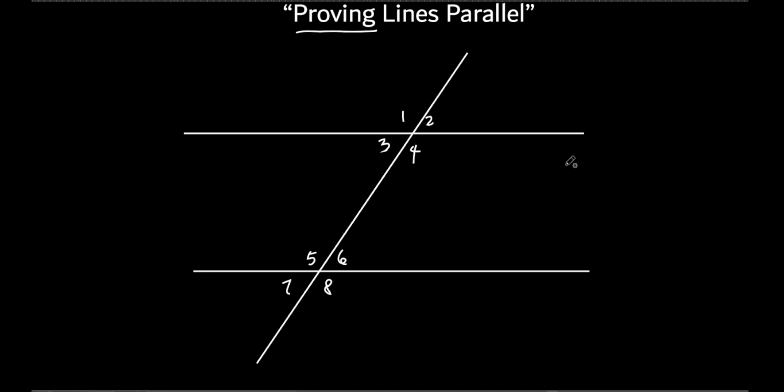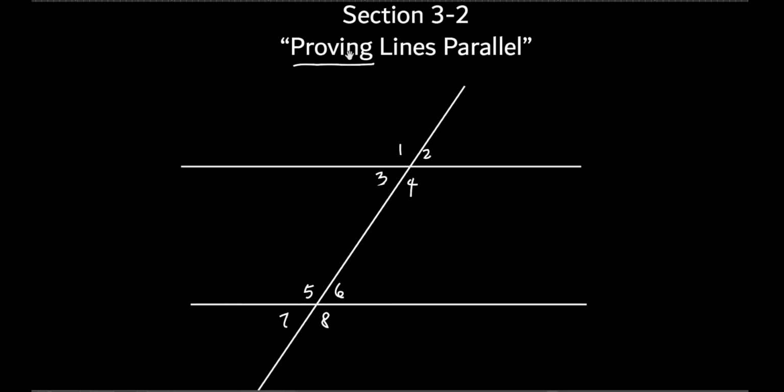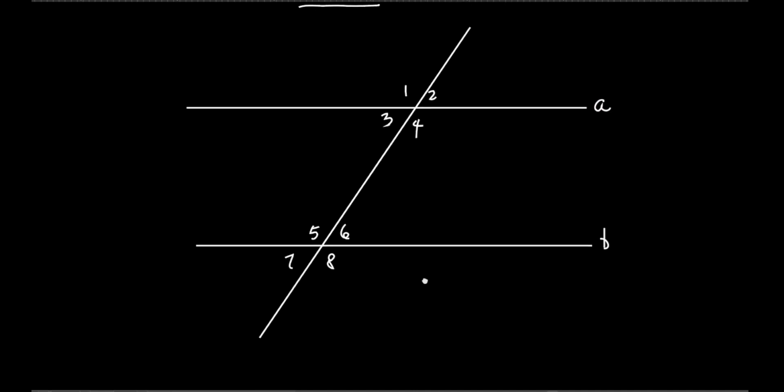Now look, we do not know that these 2 lines are parallel to each other. There's no arrows. That's right. So I don't know that they're parallel to each other. But here's what we're going to do. We are going to prove that these 2 lines actually are parallel to each other. Let's call this line A and line B. I could put arrows on the ends to show that they're lines, but I'm just too lazy to do that right now. I don't need to.